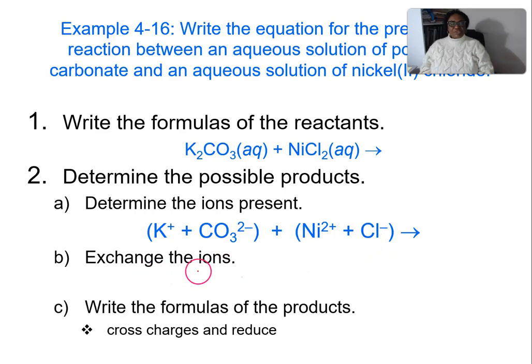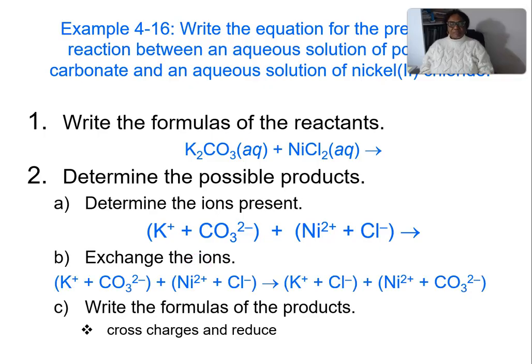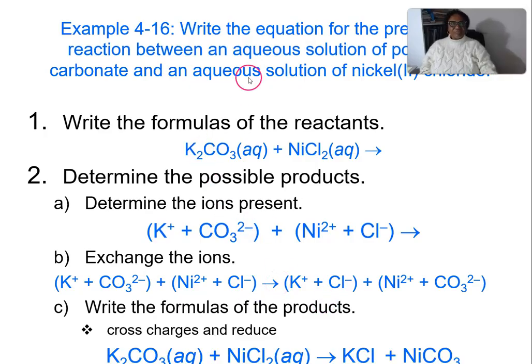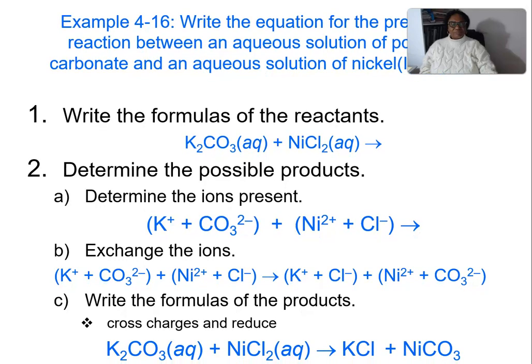Then we exchange these ions. So you see, I've taken a cation and an anion. Potassium here, I match it with chlorine. Then nickel here, I match it with carbonate. So we write their formulas, cross charges, and reduce, so that we write the correct formula for each of them. We write their correct formulas, balance charges. So these are the correct formulas.